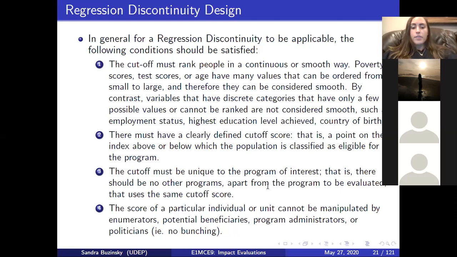Okay, and then the final one that's very important is that the score of a particular individual or unit cannot be manipulated, whether by the actual people, like the treated group, or by the administrators of the program or politicians, etc. Usually it would be the individuals, because they have the most interest in it. But what would be the problem if people were able to actually determine their own score?